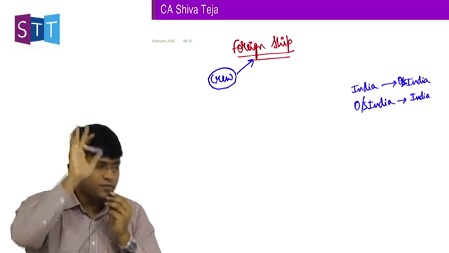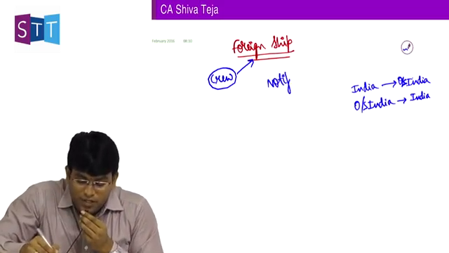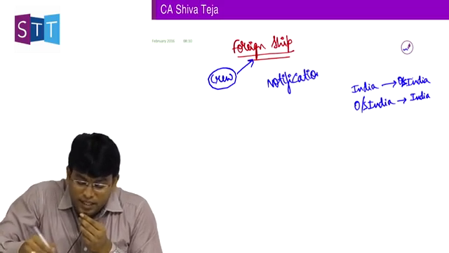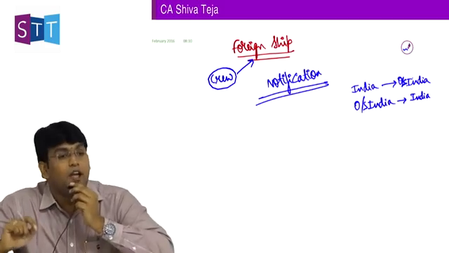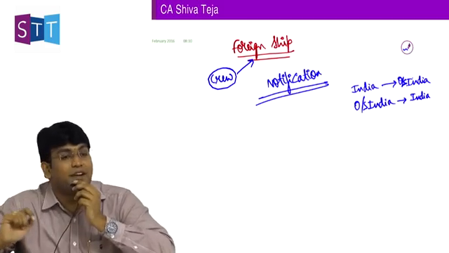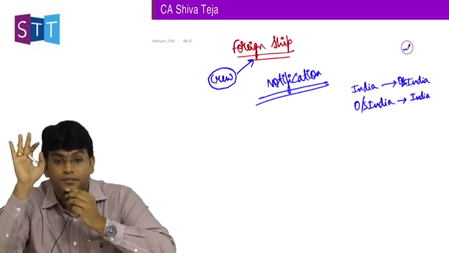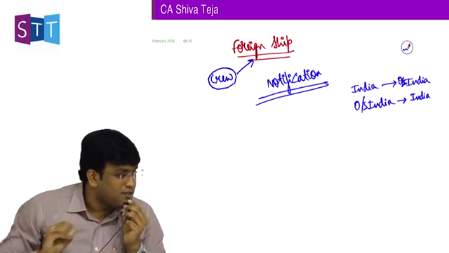Now, there is one important notification which has been brought recently, somewhere in September or October. This notification is important, has to be understood properly, and makes a lot of sense. This notification is applicable for your exam. Please concentrate. What does the notification say?